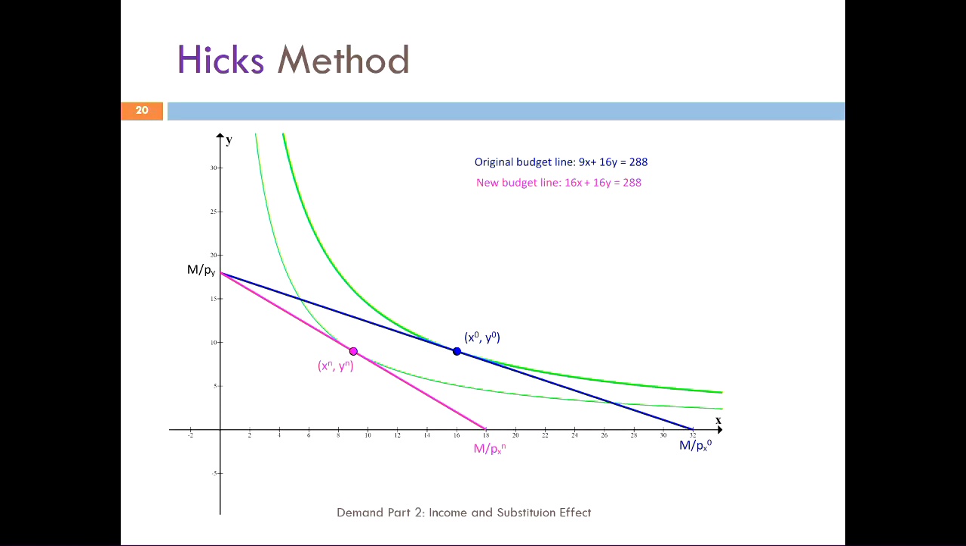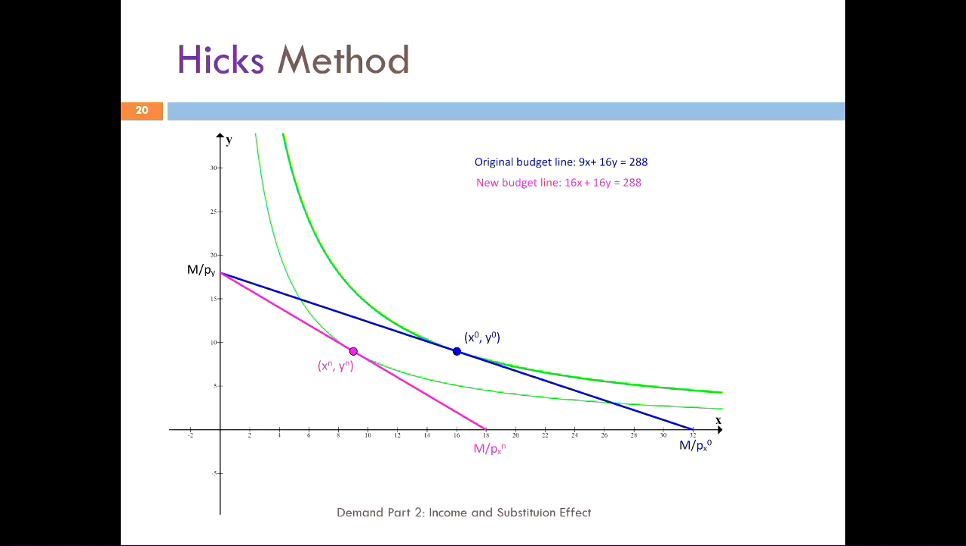And we chose a bundle, we'll call it X naught, Y naught here. That's your most preferred affordable bundle, given those prices and income. And then we said, well, the price of X goes up to 16. So now your new budget line is the pink budget line there. And we choose, again, the most preferred affordable bundle now, and it's called X n, Y n for the new bundle.